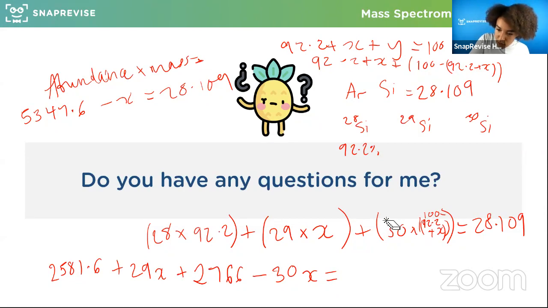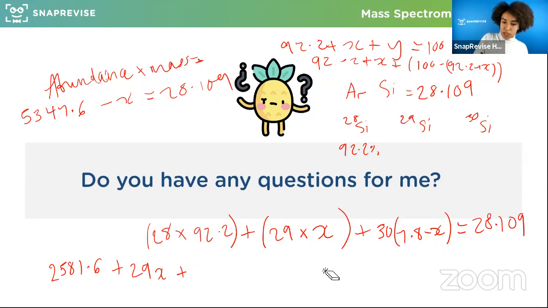Okay, so I'm going to rewrite this bit out super carefully. It should be 30 times 100 minus 92.2, which I am just going to do because that is a much better idea. So that would be 7.8 minus x. And that makes much more sense, doesn't it? So we've still got all of that the same, but we should have 30 times 7.8, which is 234 minus 30x.